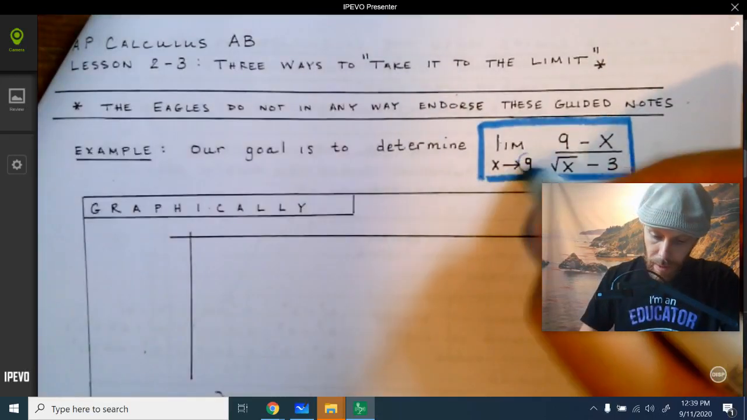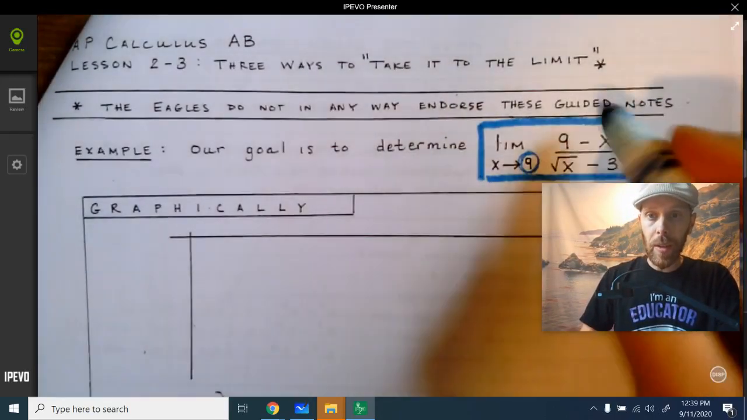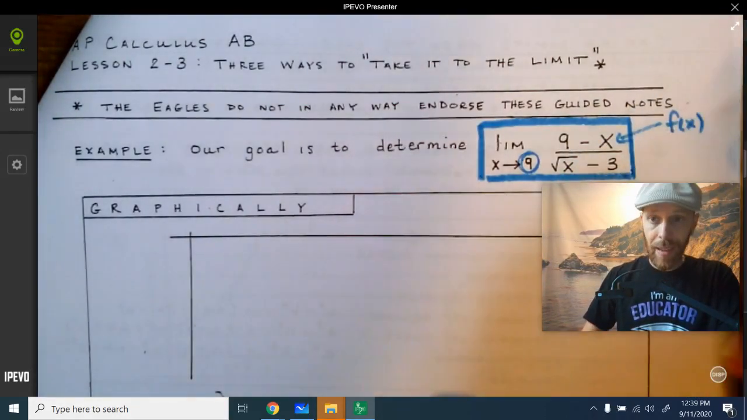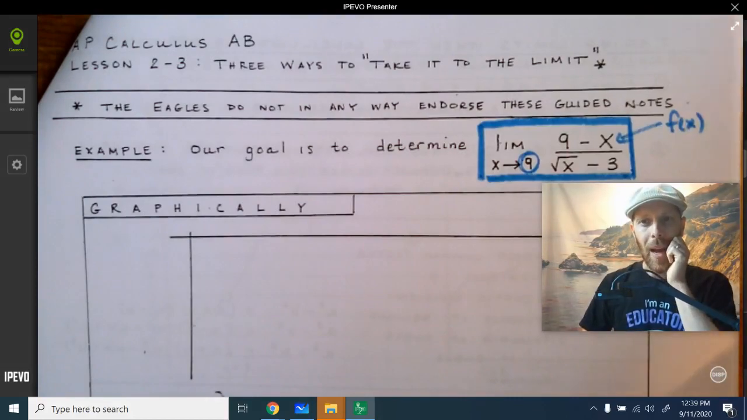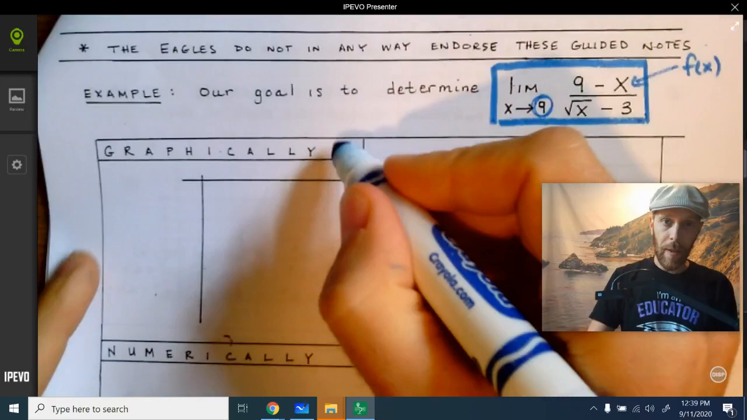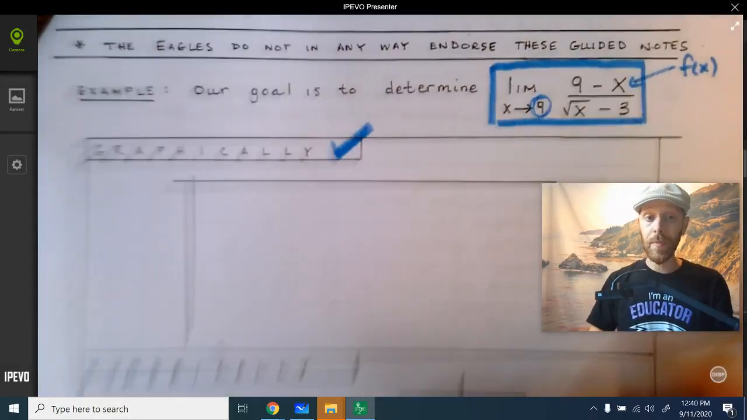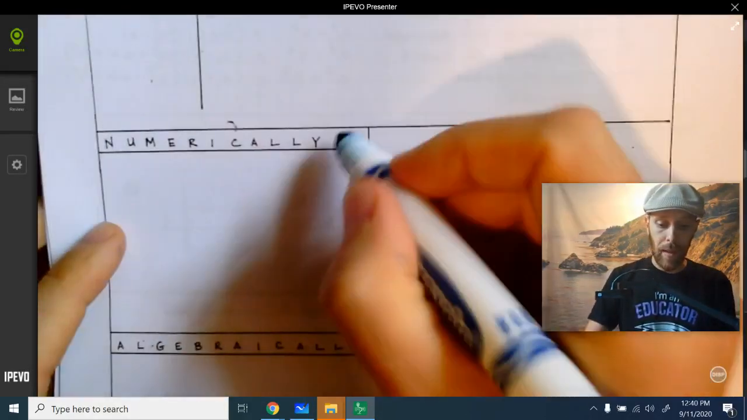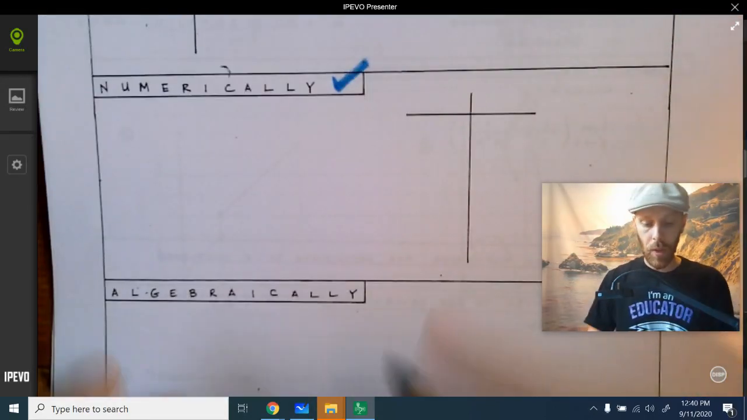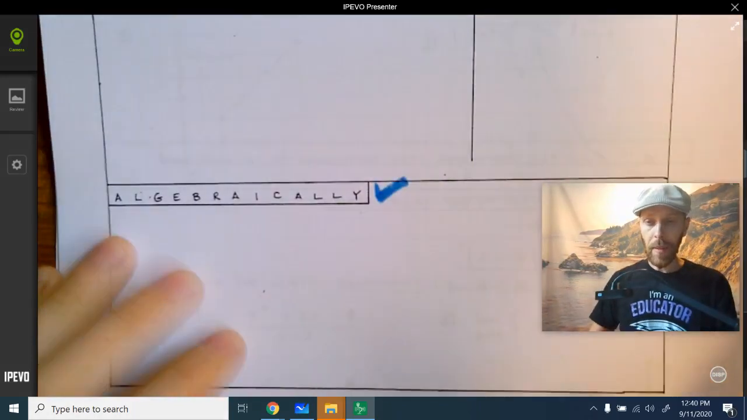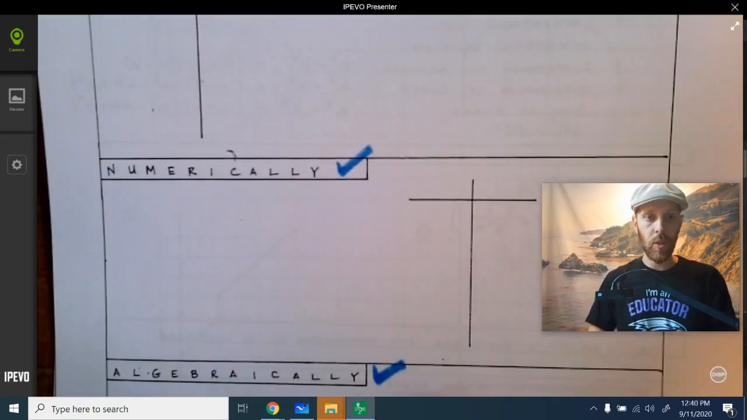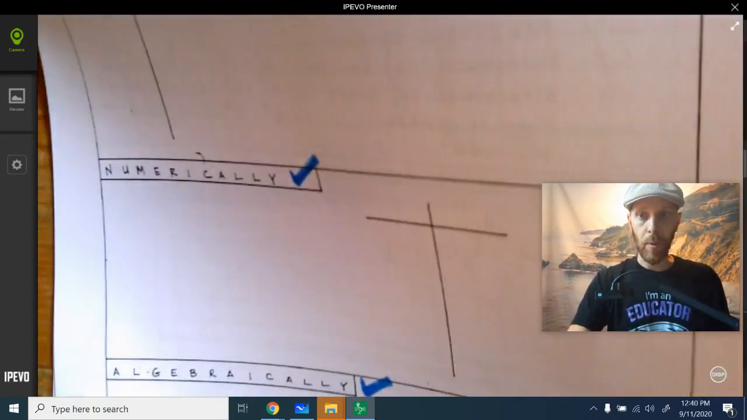Recall that this 9 is called the limiting value, and I'll refer to this function as f of x. One of the things I'd like you to know about functions is that there are 3 different ways that we can evaluate them. We can evaluate them by looking at a graph. We can evaluate them by looking at numbers in a neighborhood of the limiting value. And we can also look at them algebraically. So we're going to go through all 3 for this function, and we're going to go a little bit out of order. We're going to start with the numerical approach.